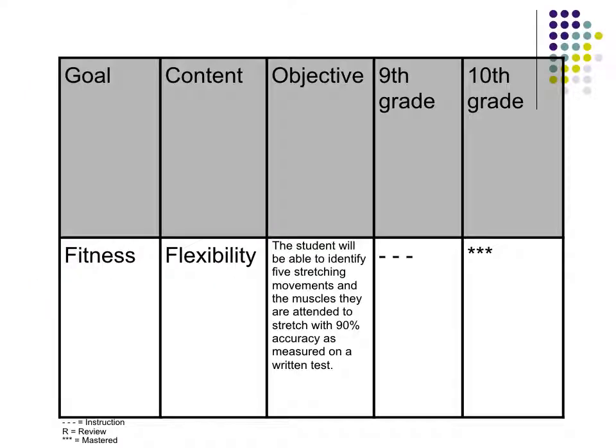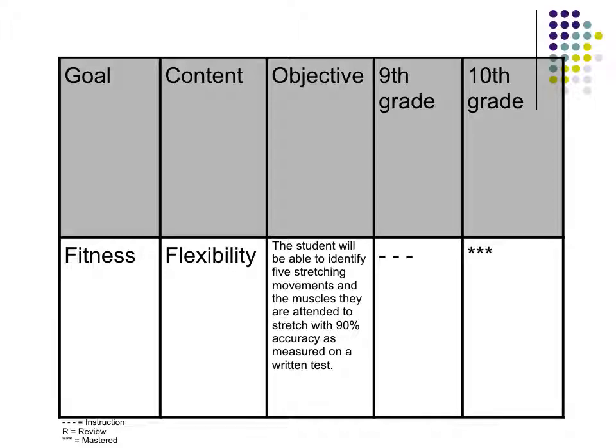So what this looks like, in your template or your table, you're going to have each goal. So if you have 5 goals, you have all 5 goals. You're going to have all 3 content areas, and you'll have all 3 objectives for each content area, and you will have your grades listed there. Now in this, I only have 1 goal, 1 content area, 1 objective.